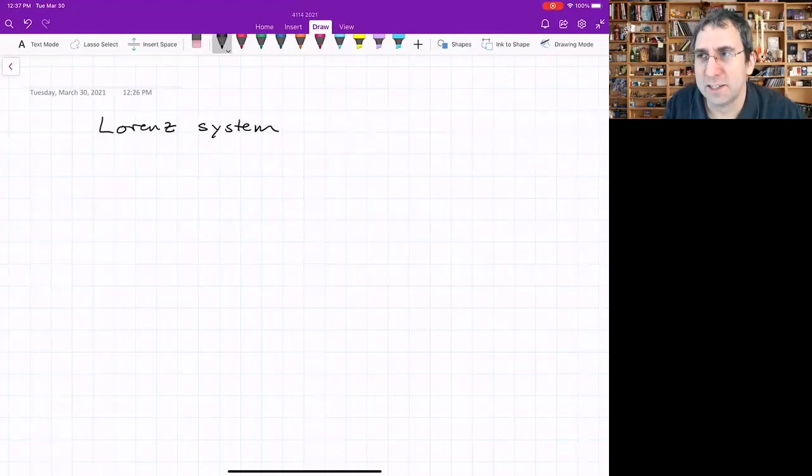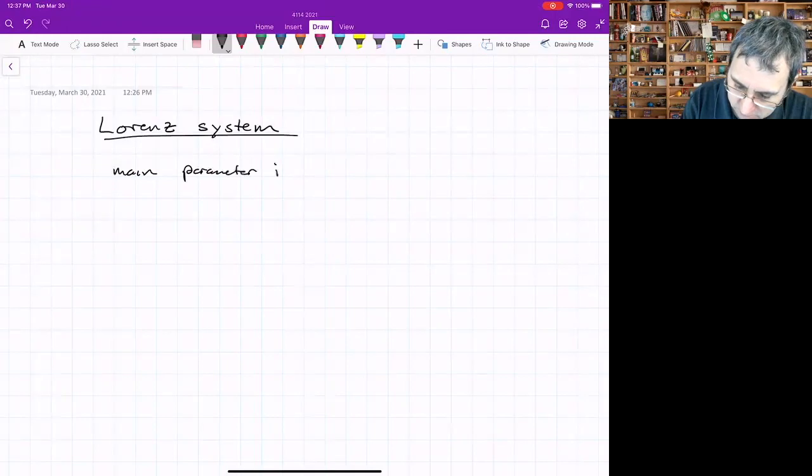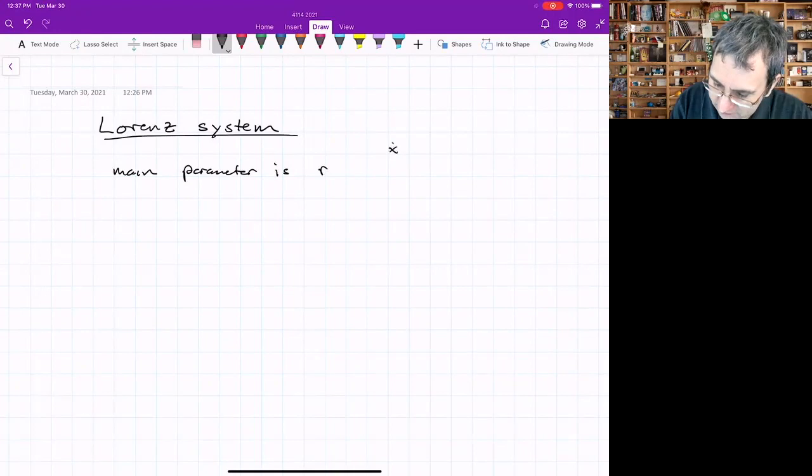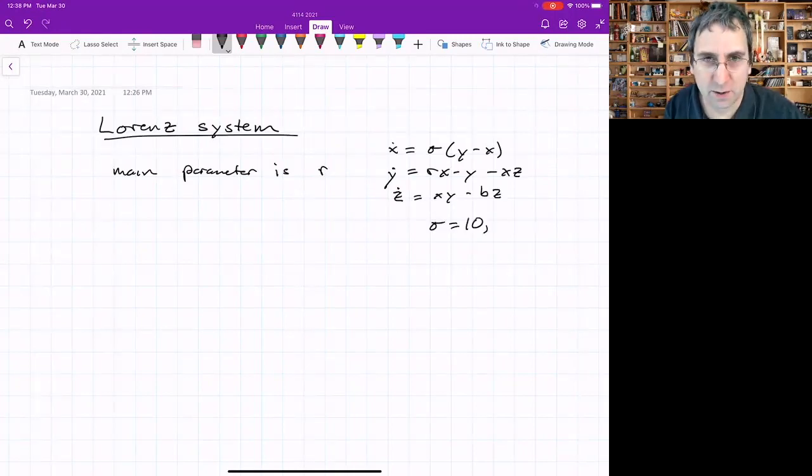We were looking at the Lorenz system, and the main parameter is the Rayleigh number, R. And hopefully you remember what the Lorenz system was. X dot equals sigma times (y minus x). Y dot equals Rx minus y minus xz. Z dot equals xy minus bz. And typically we use the same variables that Lorenz did, which was sigma equals 10 and b equals 8/3.